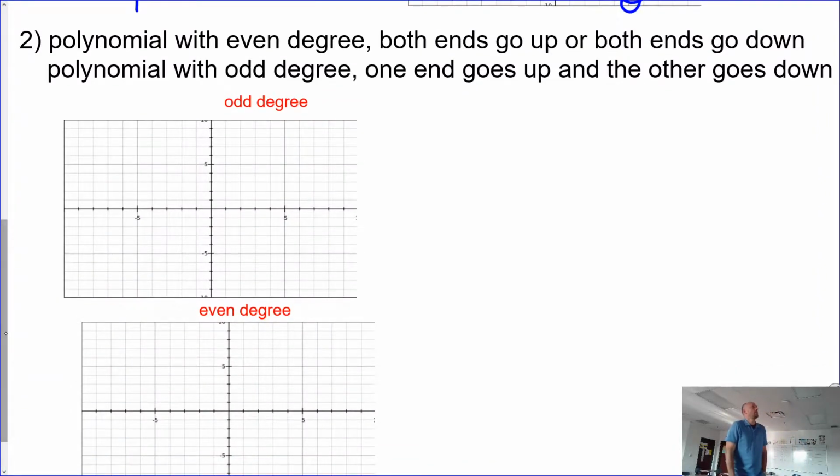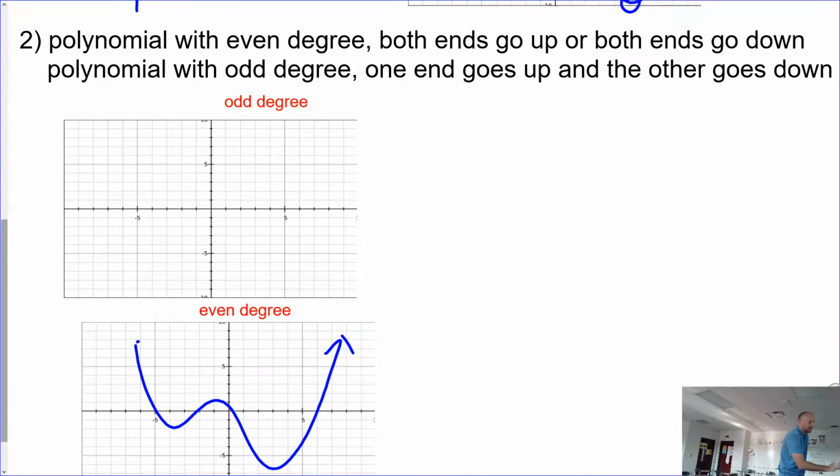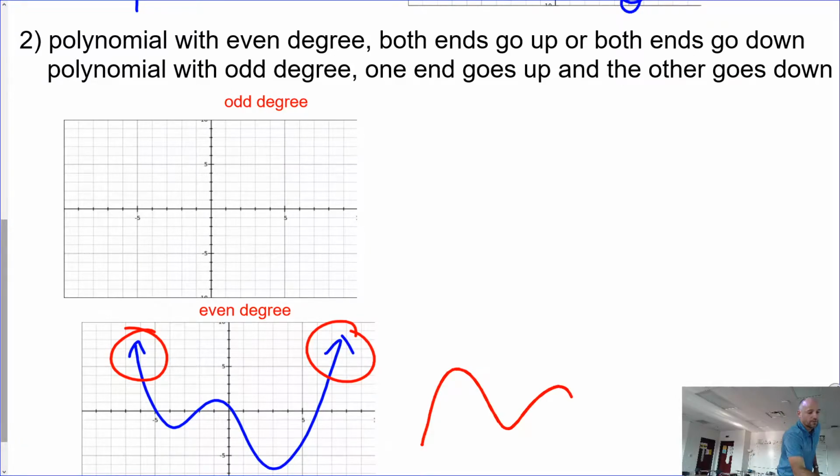Second property, a polynomial with even degree: both ends are going up or both ends are going down. So basically, the ends are going in the same direction. The bottom graph here, that degree 4 I just graphed, looks something like this. These are the ends that I'm talking about. If it is an even degree, the ends are going in the same direction. They could both be going up like this, they could both be going down like that. Either way, it doesn't matter.